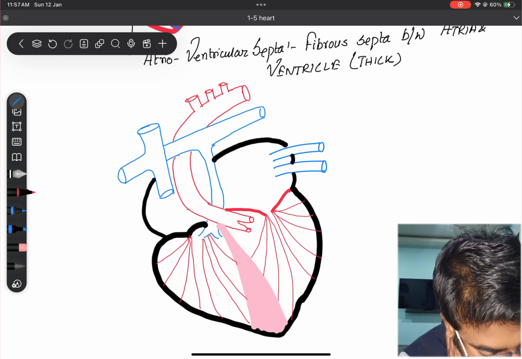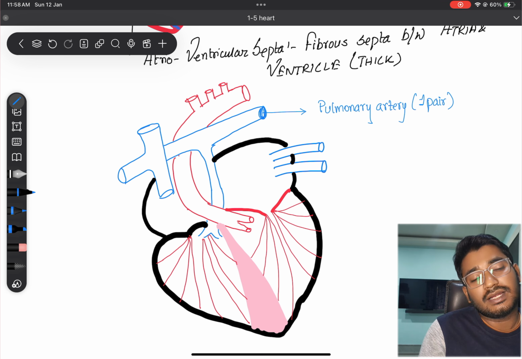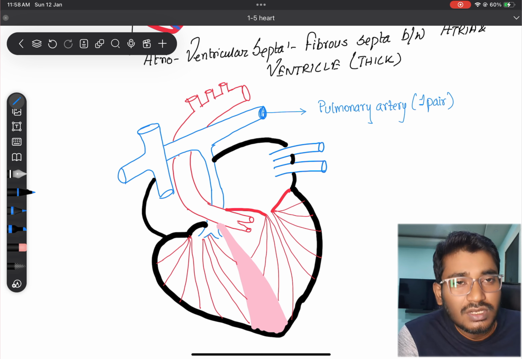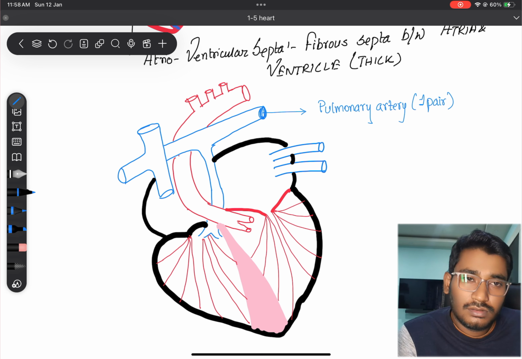Now this is the pulmonary artery, one pair. What does the pulmonary artery take? The pulmonary artery takes the deoxygenated blood from the heart to the lungs.